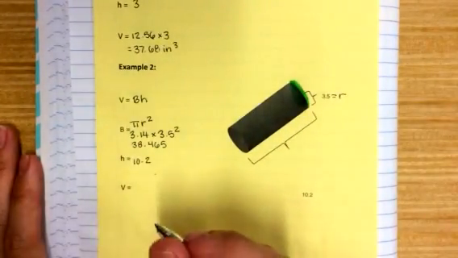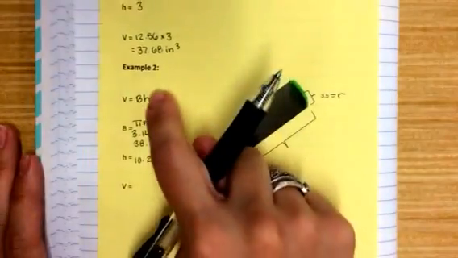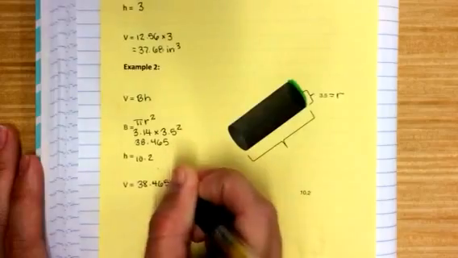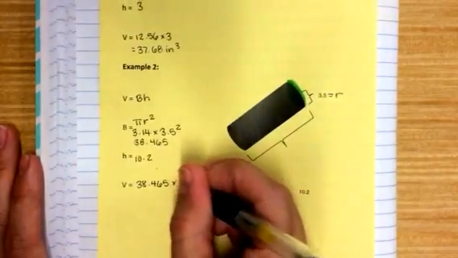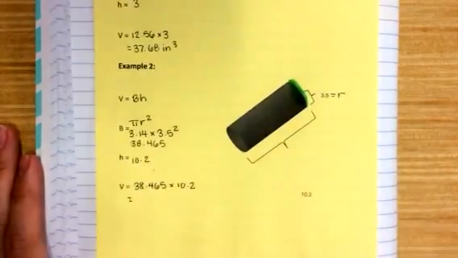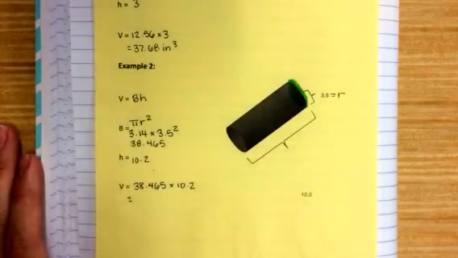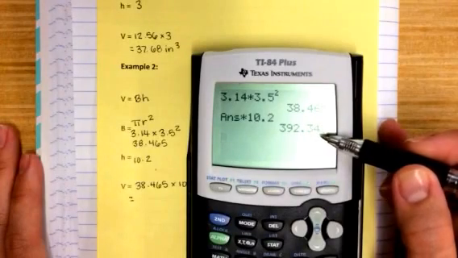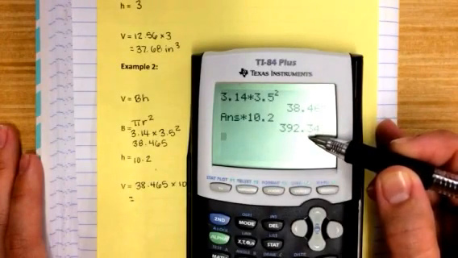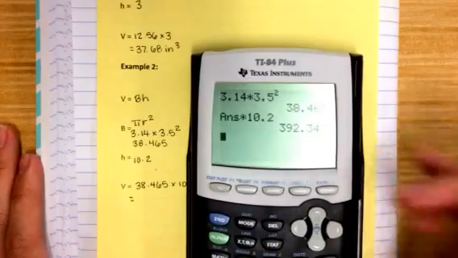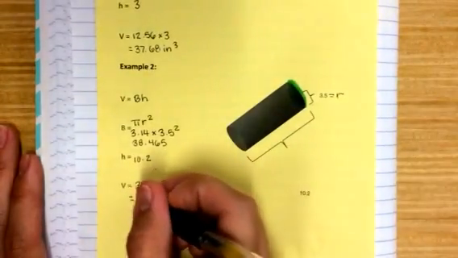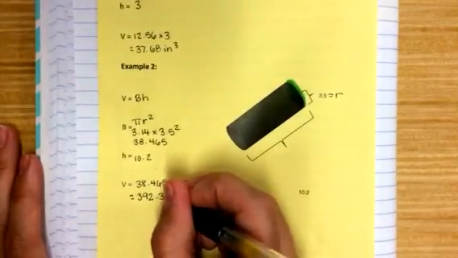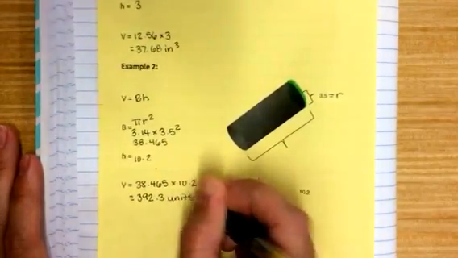And now we can go ahead and plug into our original formula. Instead of capital B, we're going to write 38.465 times the height, which is 10.2. And we will get our answer. We can go ahead and round to the nearest tenth. Since we have a 4 next to the 3, the 3 stays the same. So it'll be 392.3. That way we don't have to write all of those numbers. And this is units cubed since it's volume.